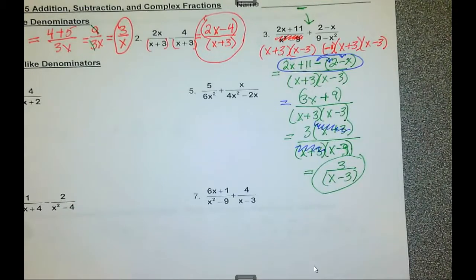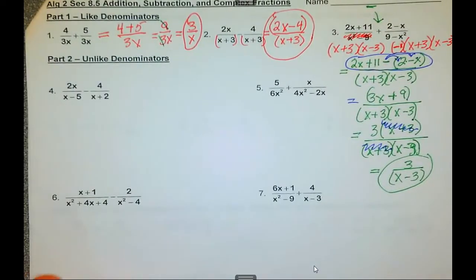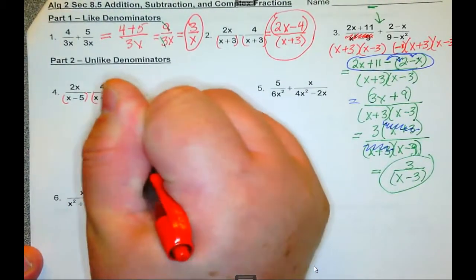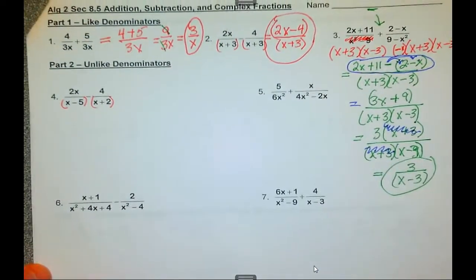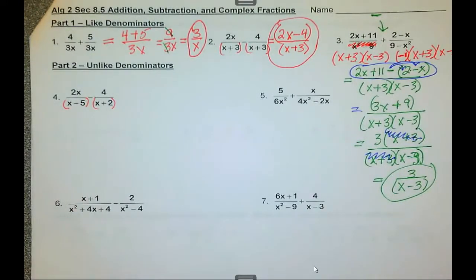For instance, number 4. These are unlike denominators now. If they don't have parentheses, please put parentheses around there. Otherwise, you're going to end up trying to cancel out x's that you shouldn't cancel out.